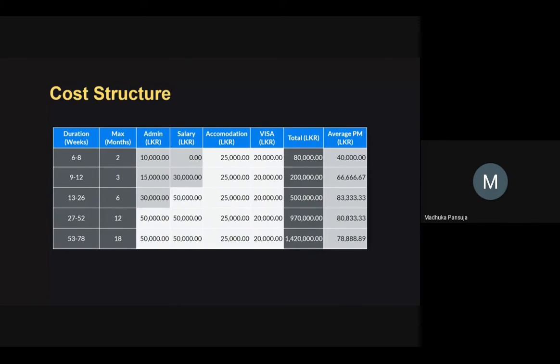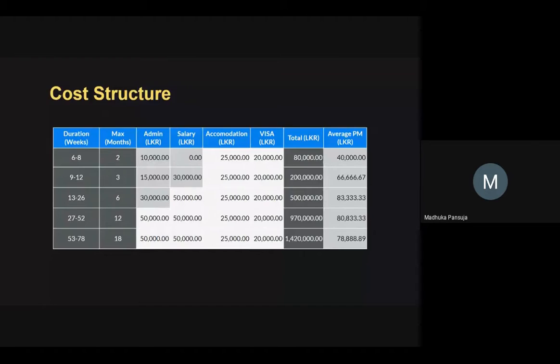Like it's 10,000 plus 20,000, and the total amount that they will be spending, the amount that they are investing on an EP. So if they are bringing an EP for a maximum of 2 months, totally they are investing an amount of 80,000. If they are bringing an EP for a 5 or 6 month duration, they are making an investment of about 500,000 rupees. And the next one is average per month. That means the total cost is divided per month, and the amount is here. So this is the new cost structure for the function.